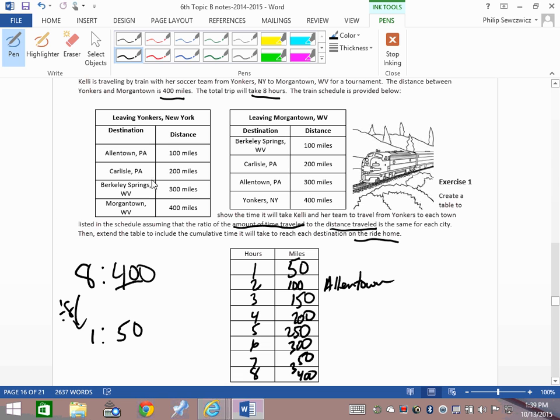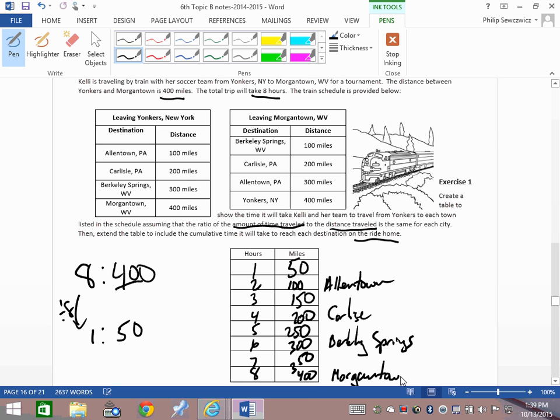So then I can see here, 200 miles. Oh, hey, this is Carlisle. And the idea here is now 400 miles is, let me see what I've got here. Oh, I'm sorry, I missed 300, Berkeley Springs. All right, Berkeley Springs. And then 400 miles to get to Morgantown.